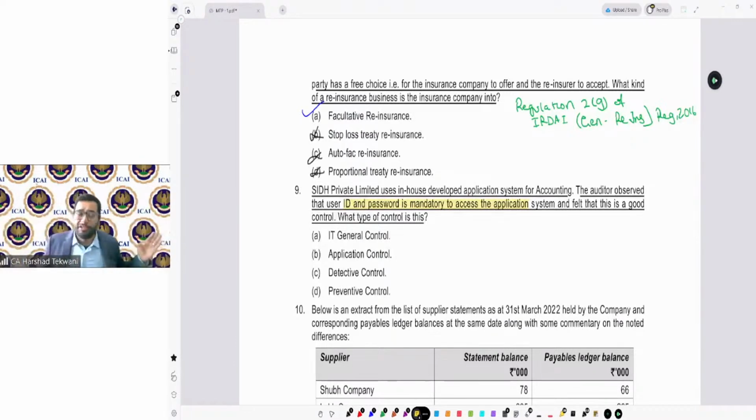I do not know about other systems. I do not know whether the same user ID password is there, whether there is another system where the user ID password is required or not. I do not know. So I cannot comment on the ITGC one. So this is not the correct option.